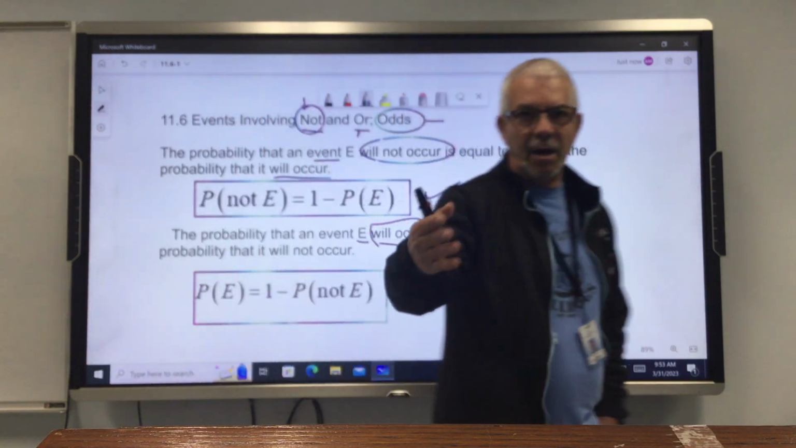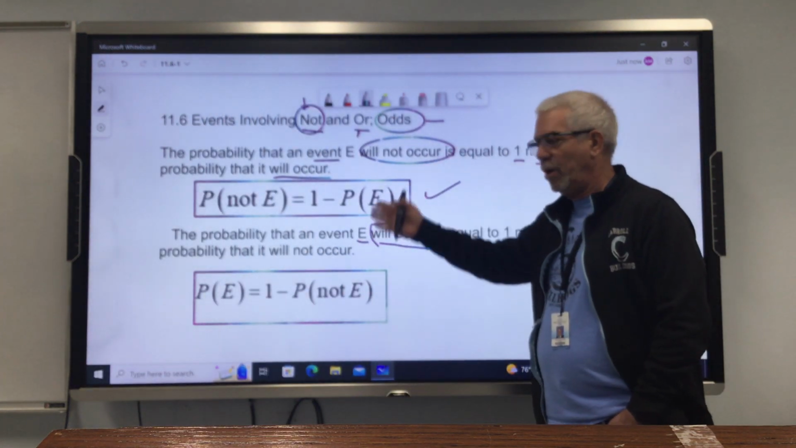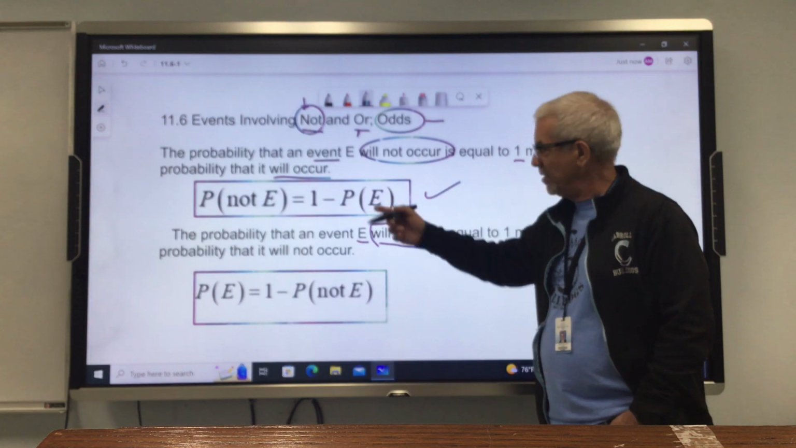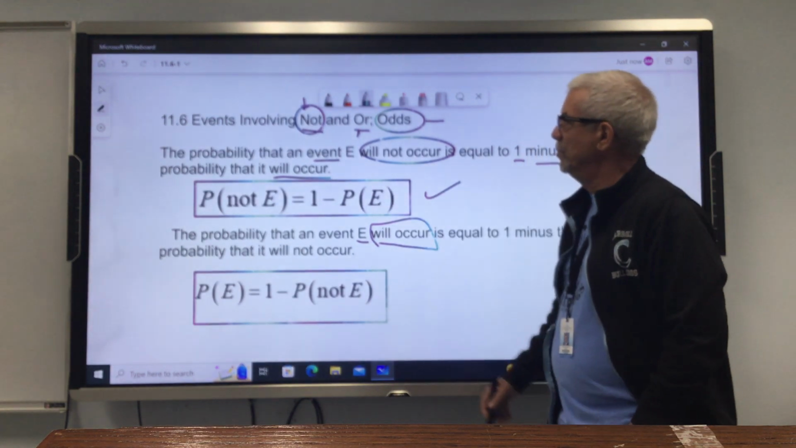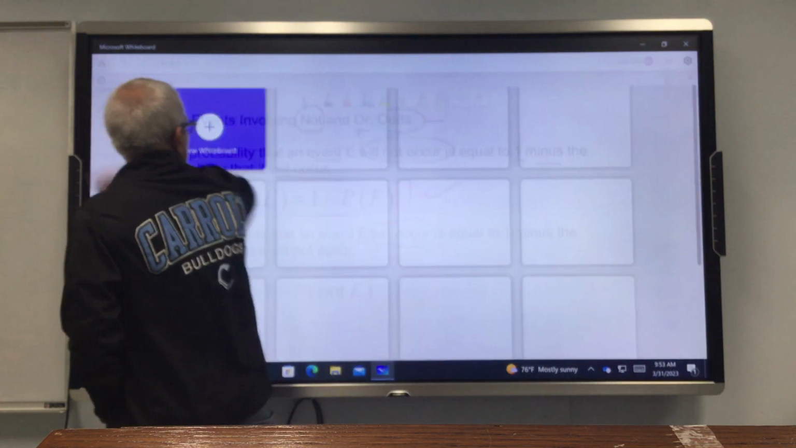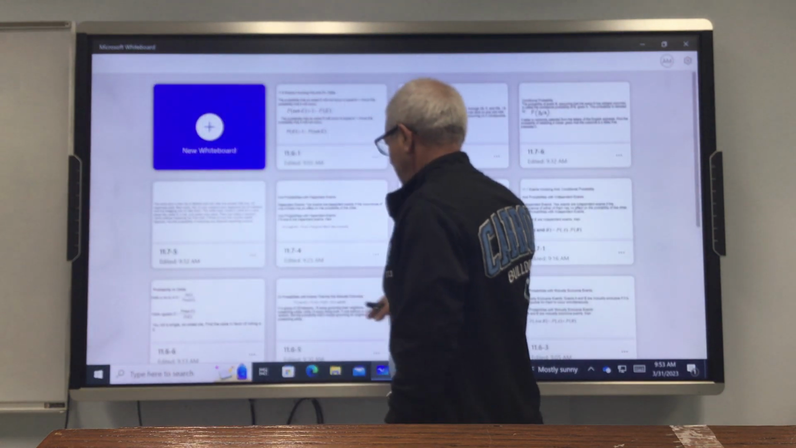Anyway, remember that you can use the formulas in the test and write the two formulas on a flashcard, and you can use it. Then let's see an example, 11.6.2.